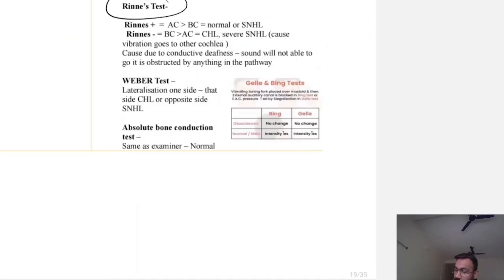So the next topic is Rinne's test. So what is Rinne's test? To understand Rinne's test, first we have to discuss the Weber test. So basically this is your face. Okay, these are the ears.